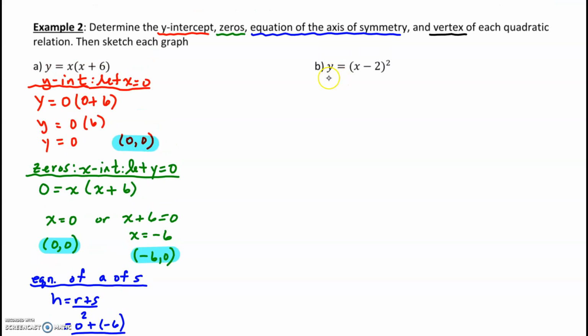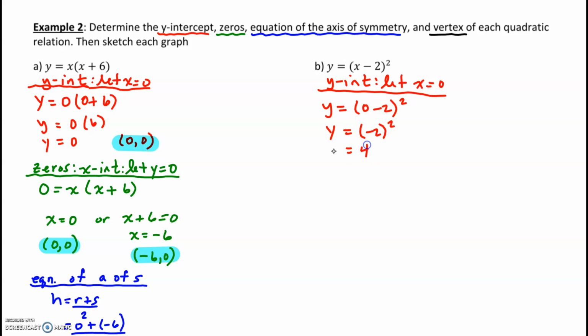So we write our title, we're finding our y-intercepts. To find the y-intercept, we know we're going to let x equal 0. So my equation is y equals (x minus 2) squared. It'll now be (0 minus 2) squared. So that's going to be 0 minus 2 is a -2. Squared is going to be a +4.